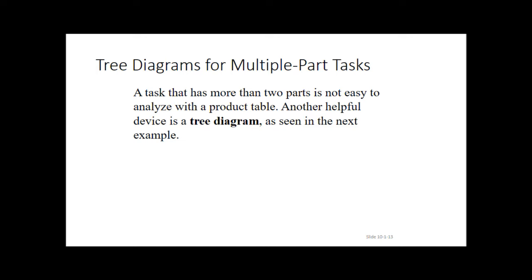Okay, another way we can count tasks, multiple part tasks, I should say, is to use a tree diagram. So when we get past a 2-part task into a 3-part task or a 4-part task, you can't really use a product table because it only has 2 dimensions. So an alternative is a tree diagram.